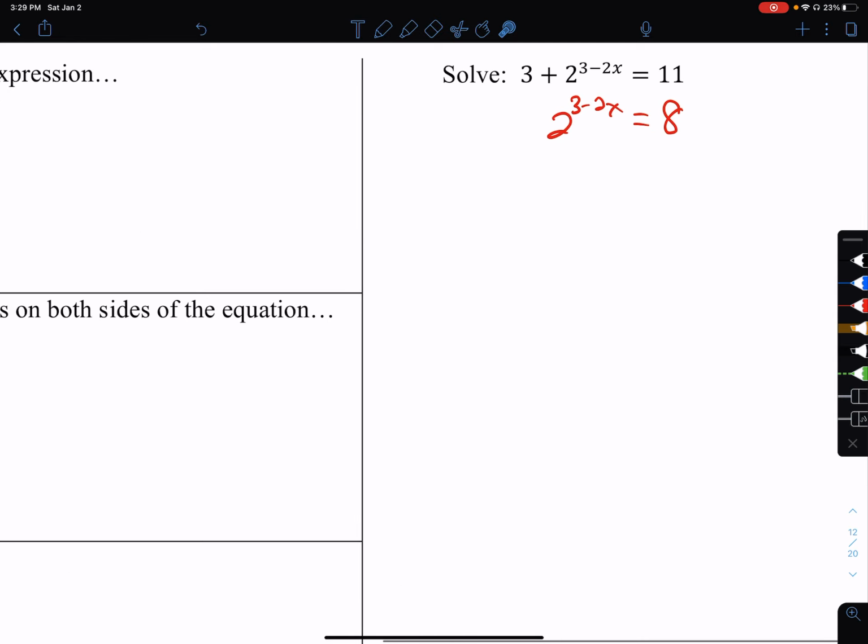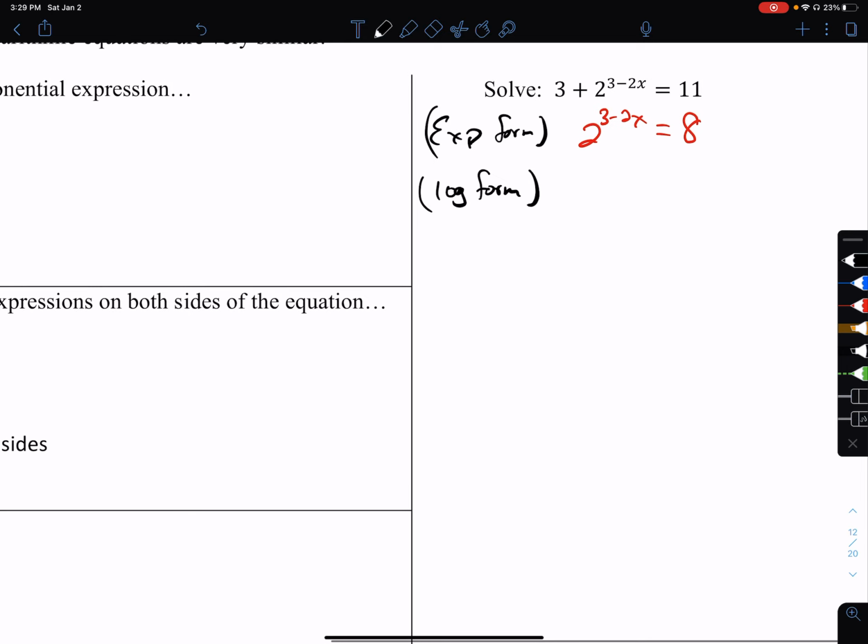Change it to log form. So right now we're in exponential form. We learned about log form in the first section of this chapter. So in log form, we would have log base 2 of the argument equals the exponent.